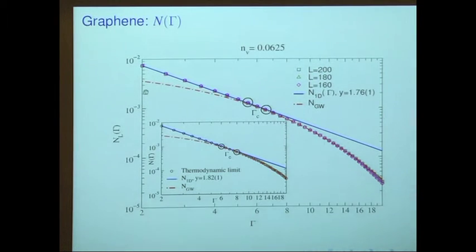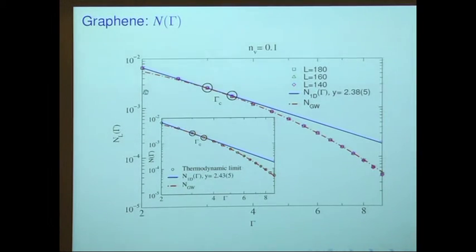So you see the difference between 6.25%, where the crossover happens at 10 to the minus 8, and 10%, where the crossover happens at essentially 10 to the minus 3, is quite large. And so there's a dramatic concentration dependence on this crossover scale. And that's the first sort of puzzling and interesting thing, which is not predicted by anything we know.